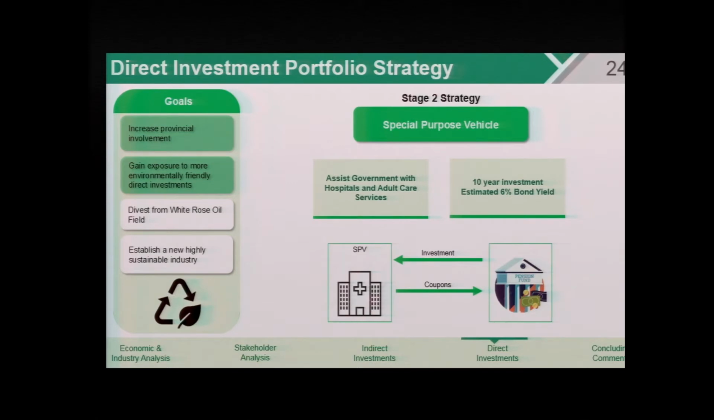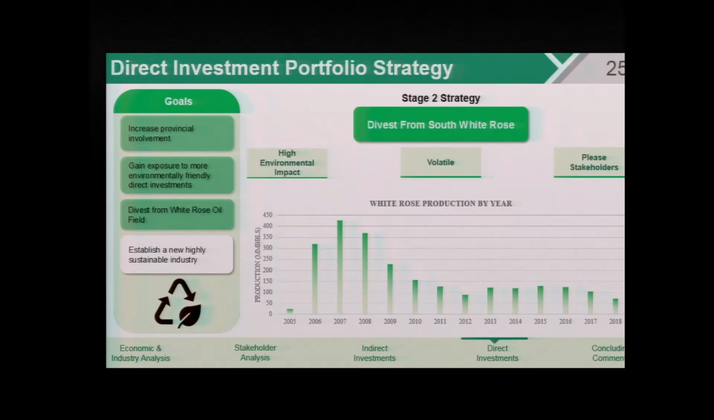In stage two, we also plan to invest in one of our recommended strategies to the government, the special purpose vehicle. With our investment, the government will be able to borrow at a much lower rate to fund the hospitals and adult care services they need. Also in stage two, we have a 10-year divestment plan from South White Rose oil field. Potential buyers would be investors in the bigger geography and investors of surrounding oil fields.